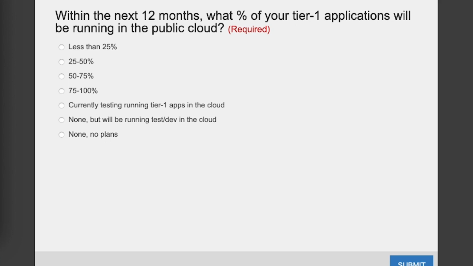That brings us up to a poll question. The poll question for everyone on the screen is, within the next 12 months, what percentage of your tier 1 applications will be running in the public cloud? And the choices here range between less than 25% all the way up to 100%, or perhaps you're just currently testing tier 1 apps in the cloud. Perhaps you will be running test and dev in the cloud in the next 12 months, or maybe you don't have any plans right now, you're still learning and researching.